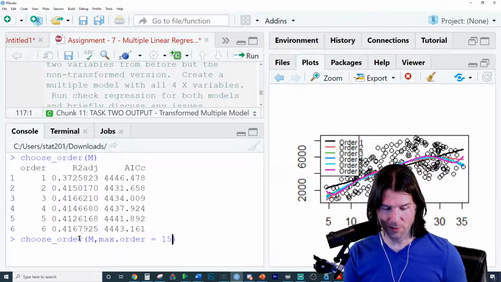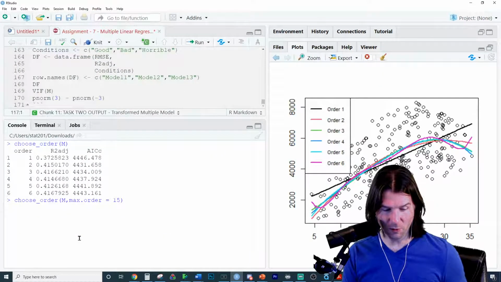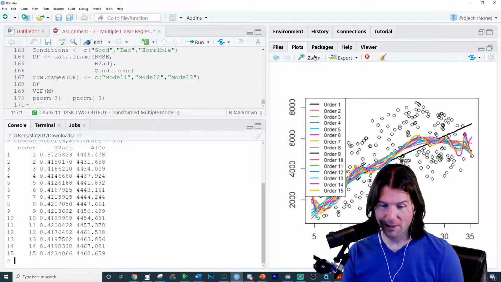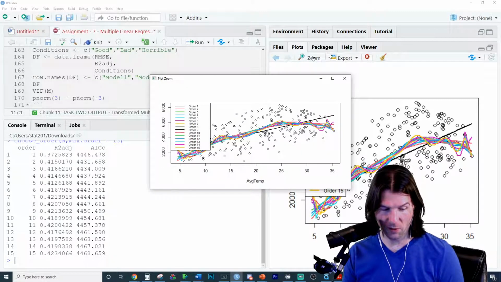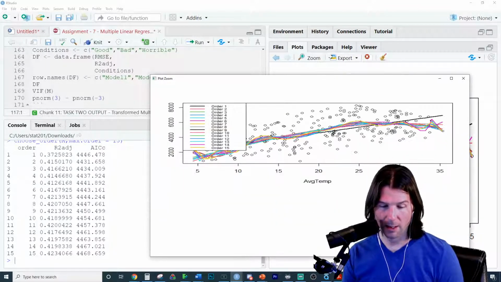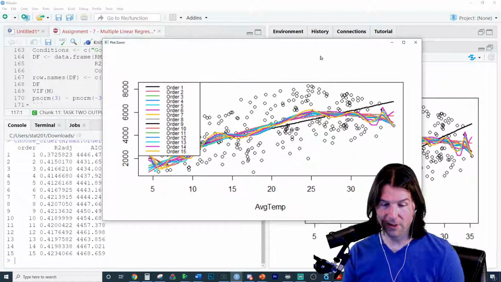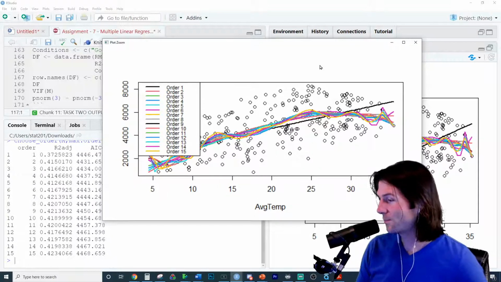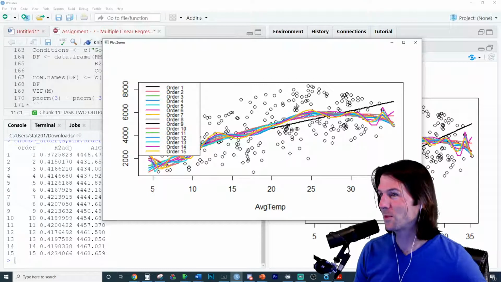Max order equals 15. So you can do some craziness right here and get something like this. Now that looks like crazy party Twizzlers right there. And we're still seeing the lowest Akaike information criterion on the second one. So looking at this, this is absolutely ridiculous. Most of them kind of look like deformed parabolas.